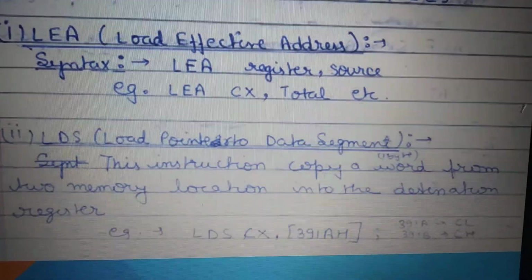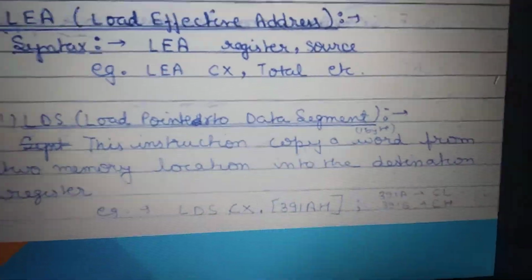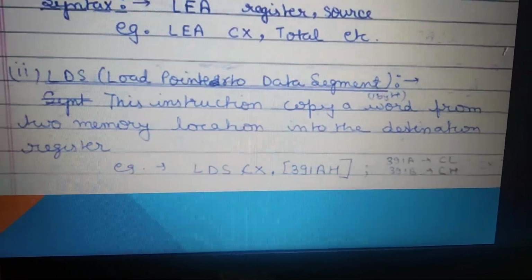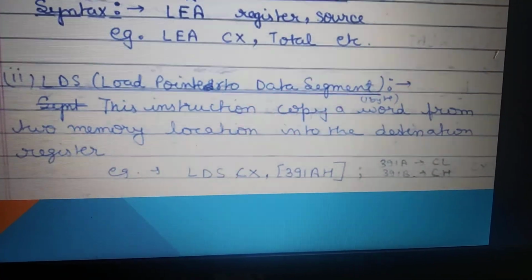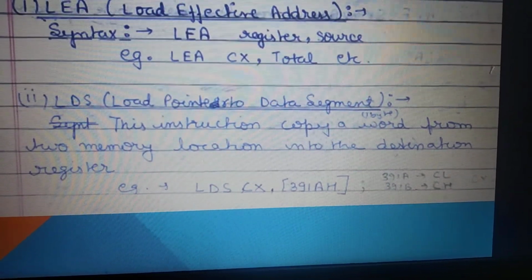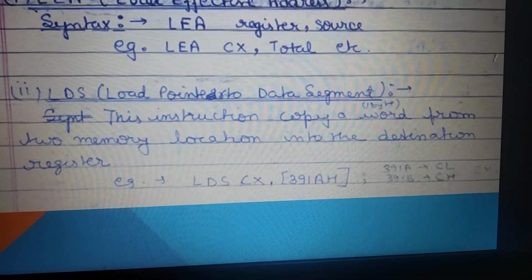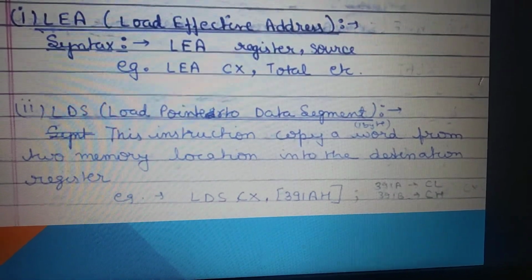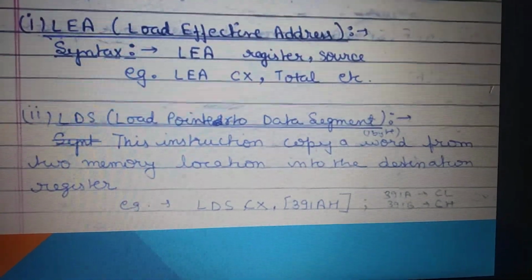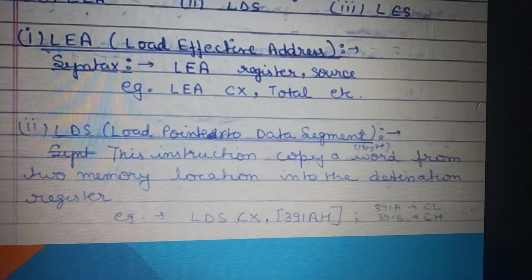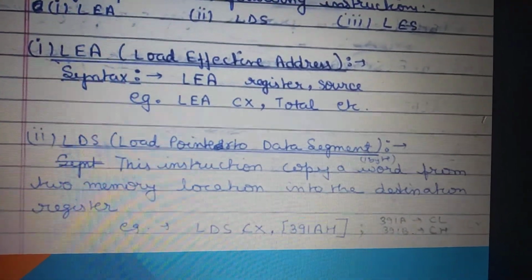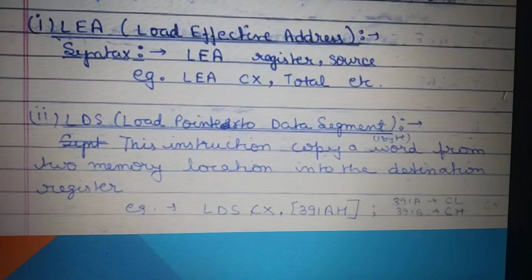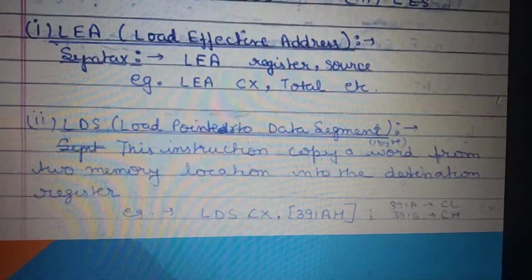Next we will discuss the LDS instruction. What is the meaning of this instruction? This instruction copies a word. What is the meaning of word? Word means 2 bytes, 16-bit. So this instruction copies a word from 2 memory locations into the destination register as well as the data segment register. Here the paste operation is performed on 2 locations. One is the 16-bit register given in the instruction, and second is the data segment register.